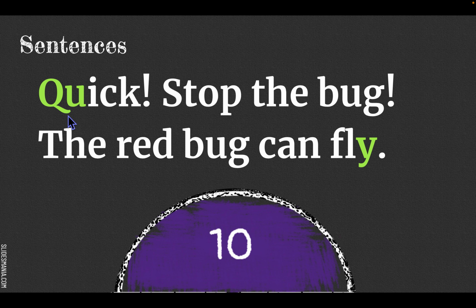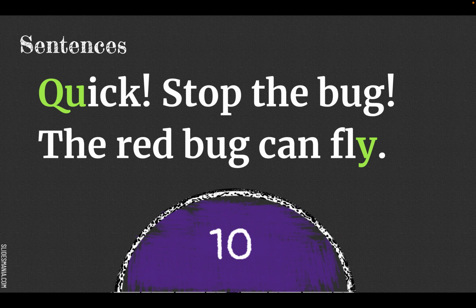Remember, Q-U together has the sound of qu, qu-ick, quick. The exclamation point shows emphasis or excitement, some sort of strong emotion. Quick, stop, stop the bug, bug. Another exclamation point because this is a command. The red bug can fly, fly.